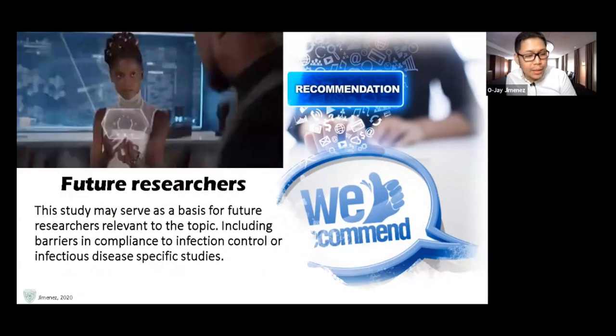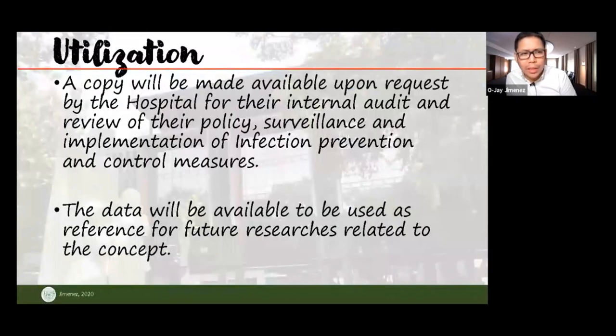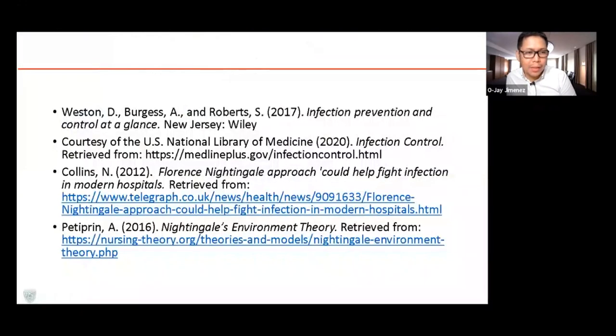For future researches, this study may serve as a basis, including barriers in compliance to infection control or infectious disease specific studies. For utilization, a copy will be made available upon request to the hospital for their internal audit and review of their policy, surveillance, and implementation of infection prevention and control measures. And the data will be available to be used as reference for future researches related to the concept. So these are the references.